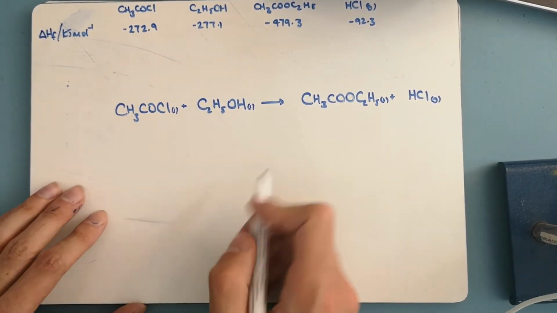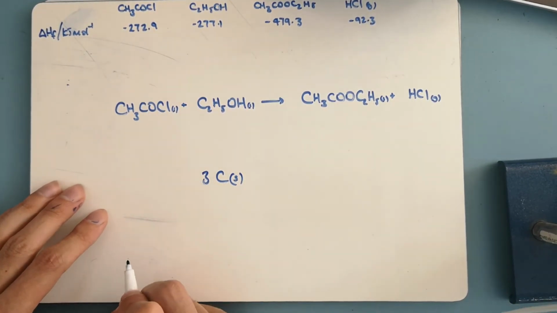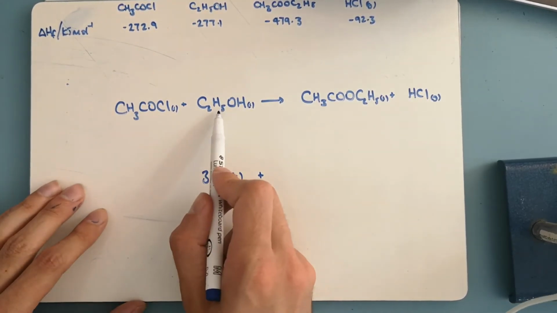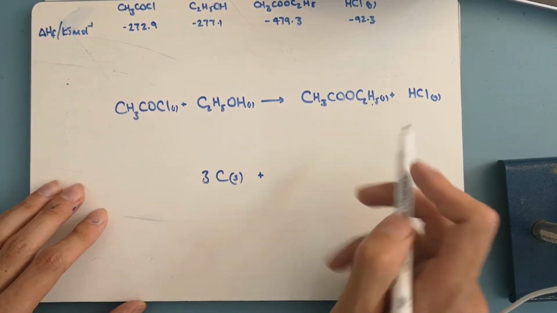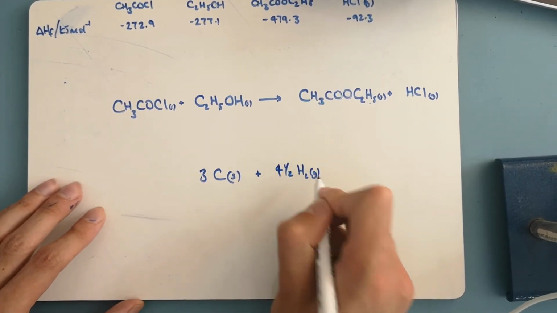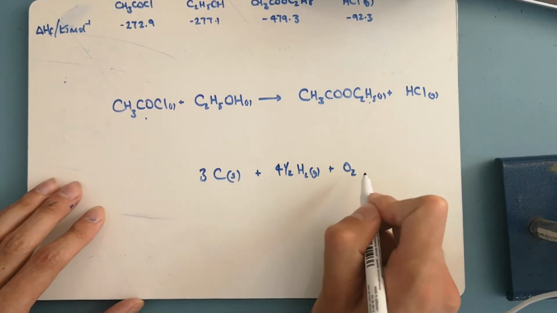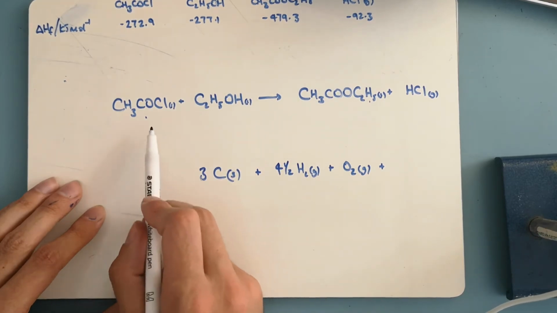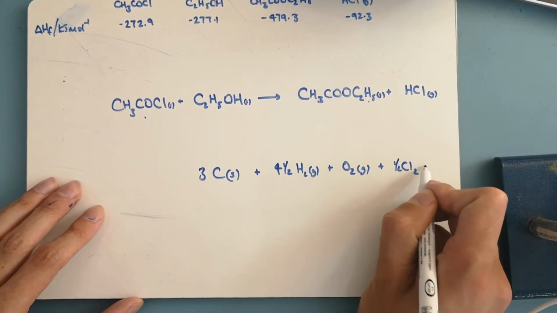So we've got 3 carbons. So carbon, under standard conditions, is a solid. I've got 3 of them. Plus, I've got 9 hydrogens on this side, 9 hydrogens on that side. So that's 4.5 H2 gas. Then oxygens, 2 oxygens, so oxygen's a diatomic molecule, plus, so we've got Cl, so half a Cl2 molecule.